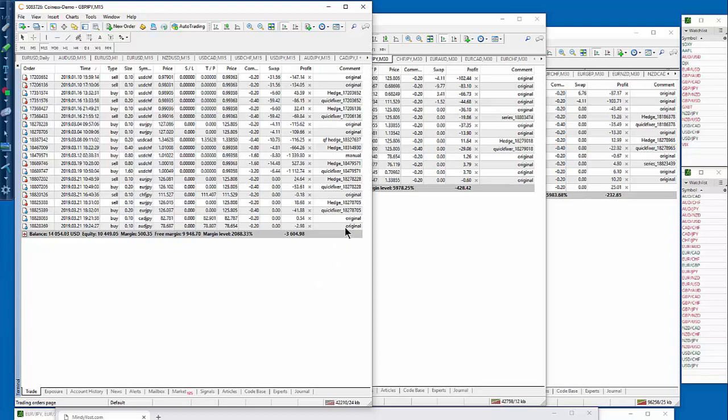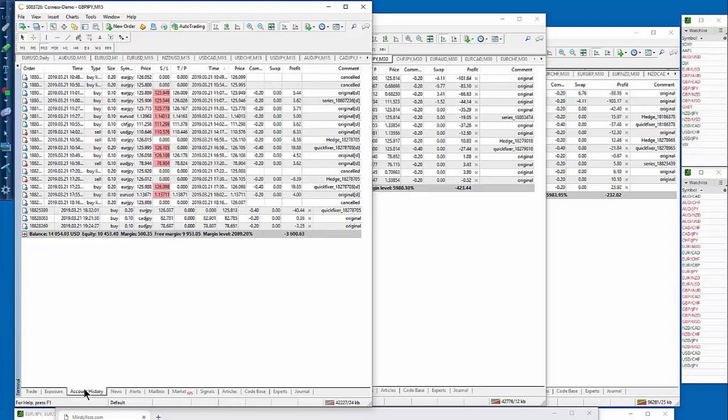Now here's 2 more that have been created today. Here's another original trade that was created today. So, we're up to 13. And I would imagine that these original trades will probably close profitably by the end of the day, right?